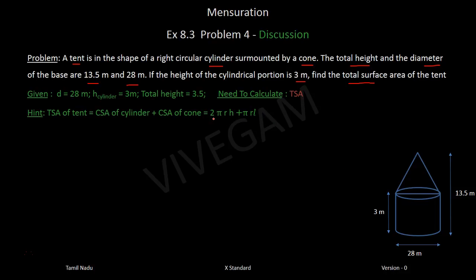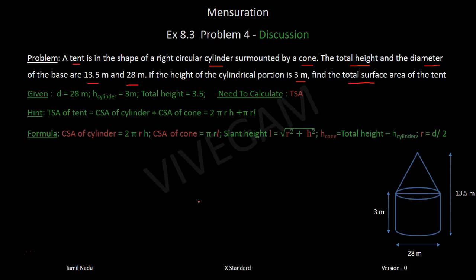So we will individually calculate the CSA of the cylinder and the CSA of the cone and add it up. Okay. Next, let's look at the formula. The CSA of the cylinder is 2 pi RH, CSA of the cone is pi RL. These are the two formulas which we require to calculate the TSA of the tent. But look at it, R is not known, but R can be easily calculated, that is diameter divided by 2. On the other side, for the CSA of the cone, L is not known. So we will have to calculate L as well as R.